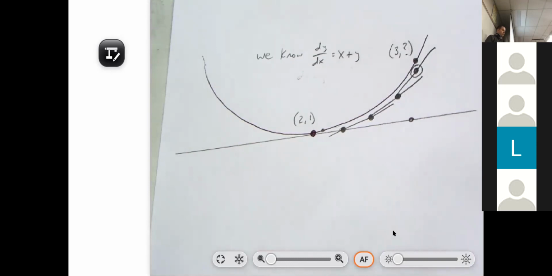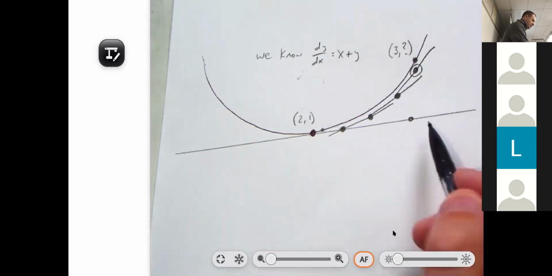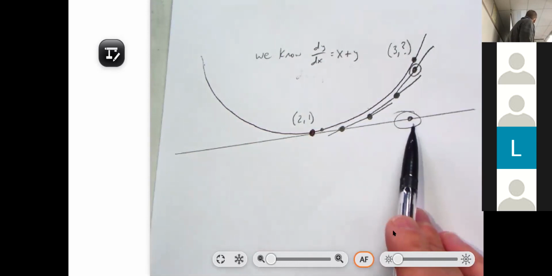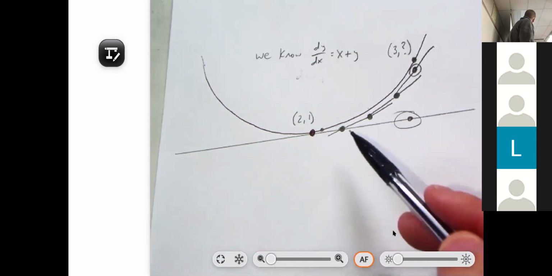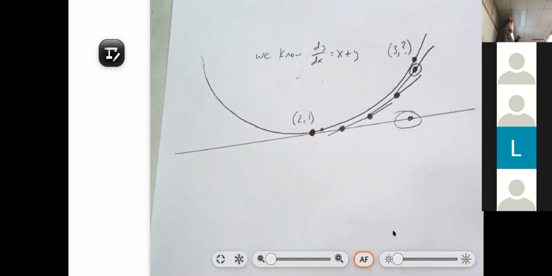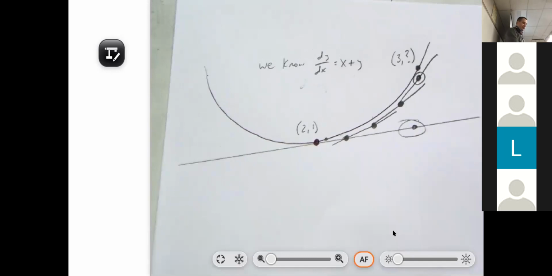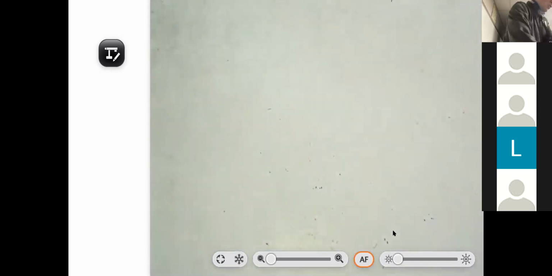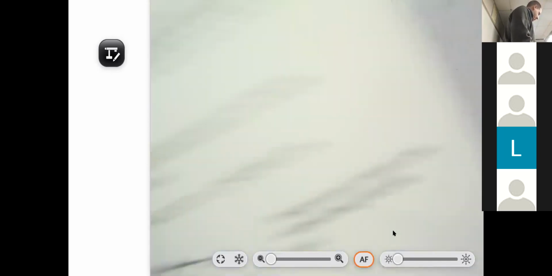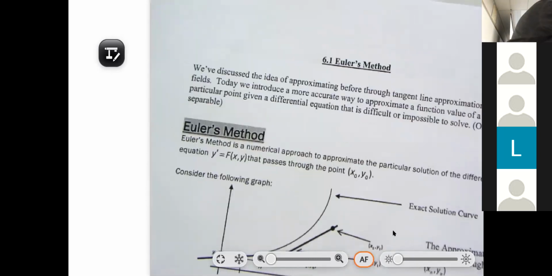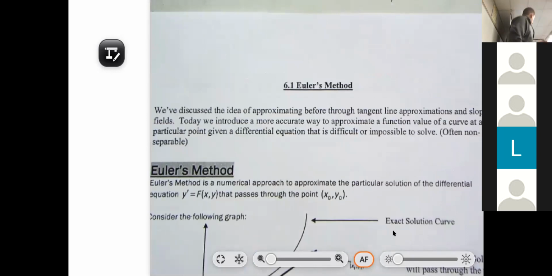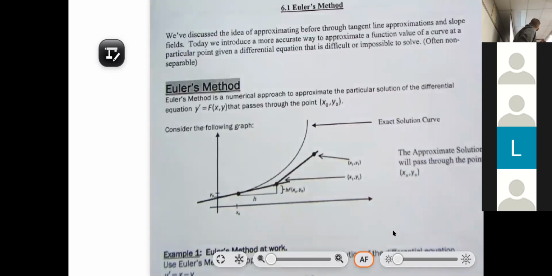That's the concept. Instead of doing one tangent line that gets us way off from the actual value, we're going to do multiple tangent lines, kind of like walking along the curve to try to get close to that point. That's the plan for today. So let's go to Euler's method notes. We don't have a ton of examples. In fact, just 2 or 3. And then an FRQ to show you what you'll be asked to do.